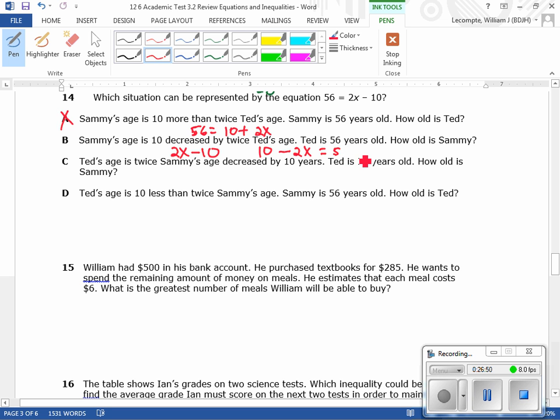C says Ted's age is twice Sammy's age decreased by 10. There we go. Twice Sammy's age decreased by 10. And Ted is 56 years old. How old is Sammy? So I would agree with C. And then D, Ted's age is 10 less than twice. And that tells me that 10 less than twice sets it up like that.